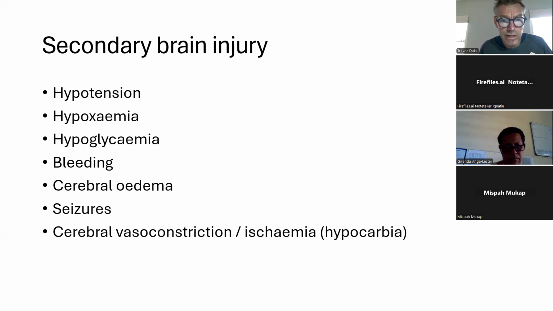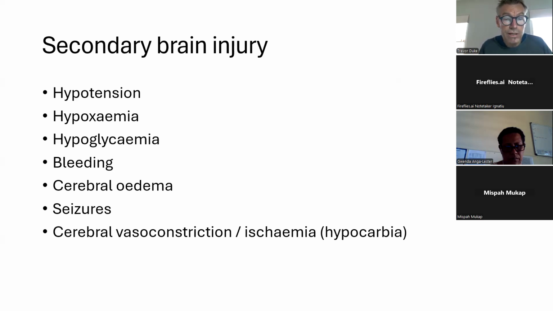If a child has a brain injury to the point that they've got airway obstruction, they're unconscious and they've got airway obstruction, then they may have hypoxemia, and that can lead to a secondary brain injury. Or if they've been exposed, lying in a field or in a roadway for a period of time, they may be hypoglycemic, and that can lead to a secondary brain injury.